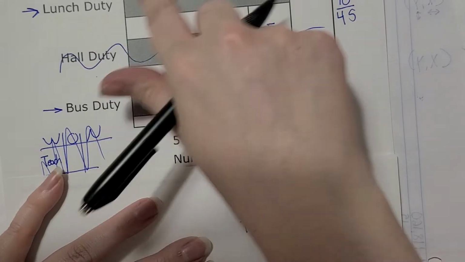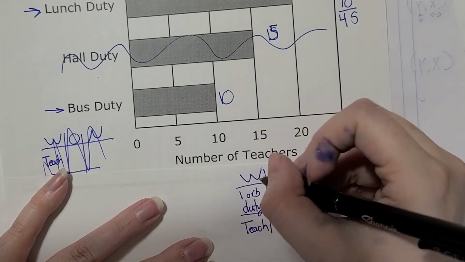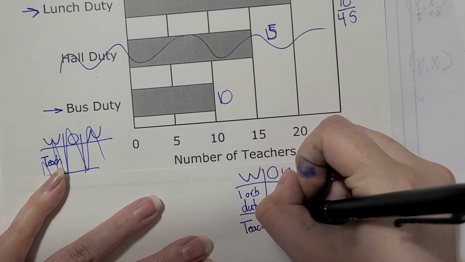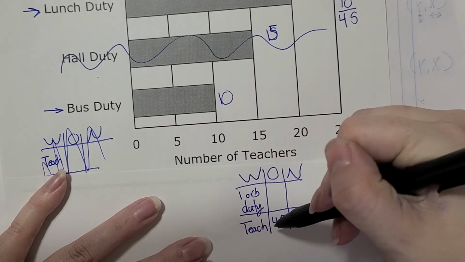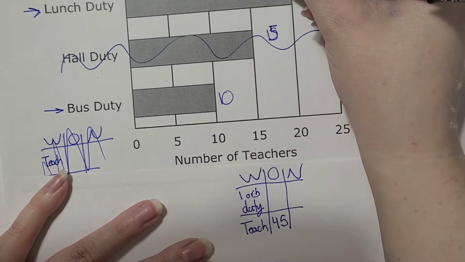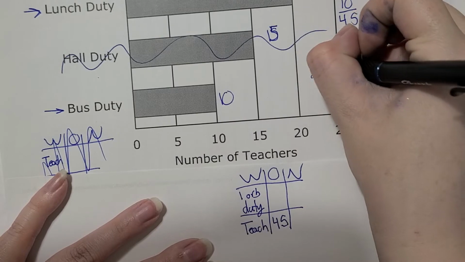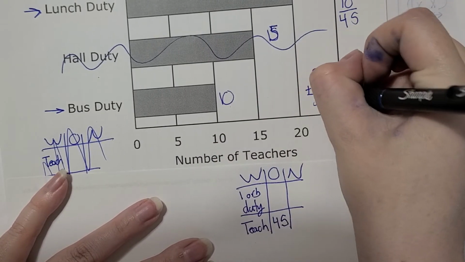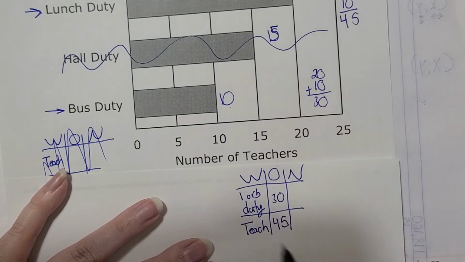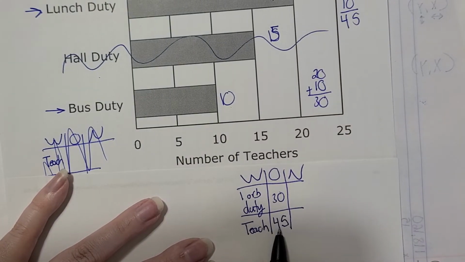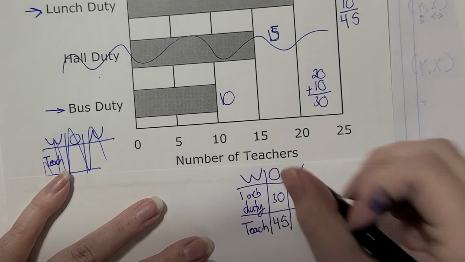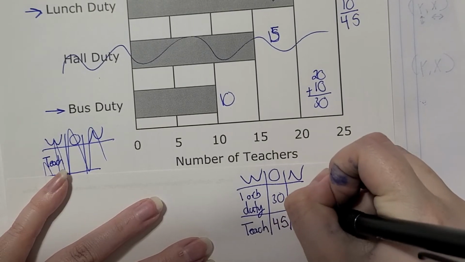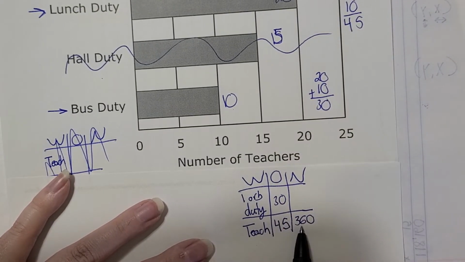So my original in the graph that I'm given, I have a total of 45 teachers. And how many out of those do lunch or bus duty? Well, I have 20 plus 10 for bus, so that gives me 30. So if 30 out of 45 teachers have lunch or bus duty, how many could we expect to have those duties out of 360 teachers?